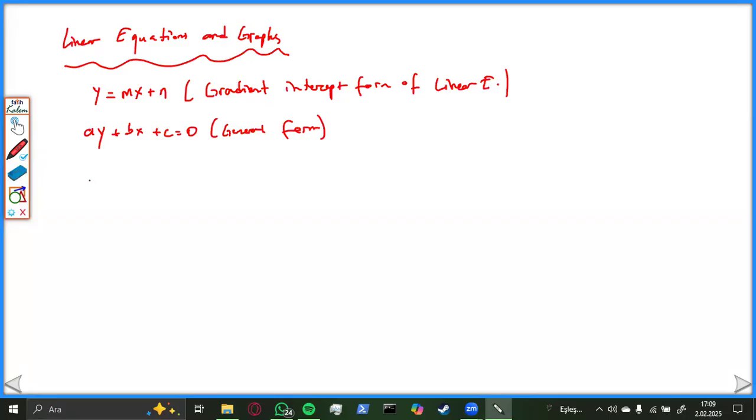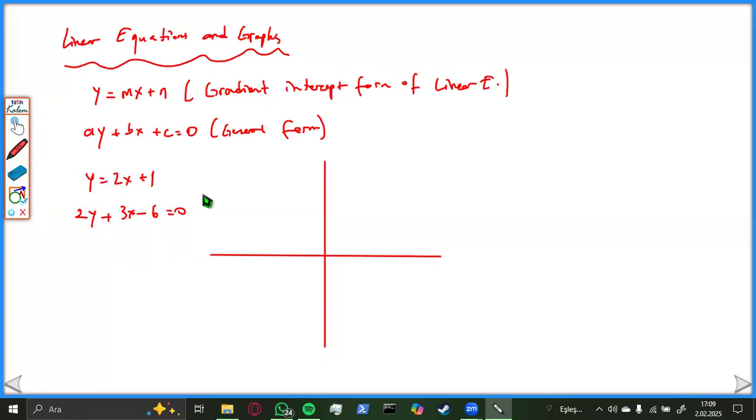Let me show you an example. y equals 2x plus 1, or 2y plus 3x minus 6 is 0. The most important point for linear equations: if you see such a linear equation, you may need the graph of it on the xy coordinate plane. Let's start with the first one. First, you need the x-intercept and y-intercept.